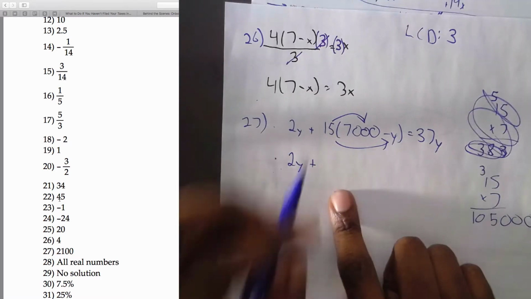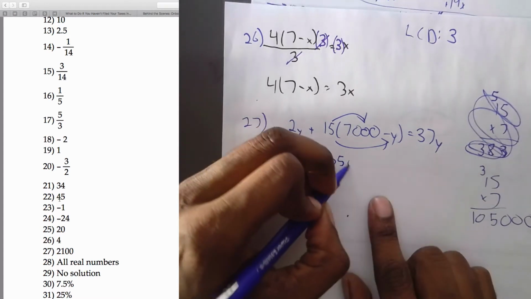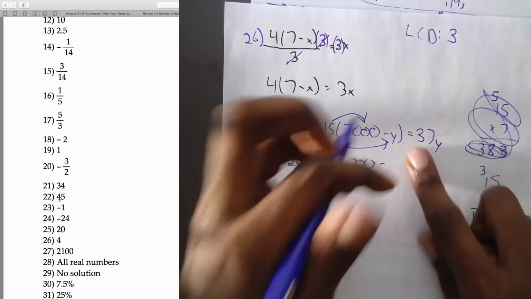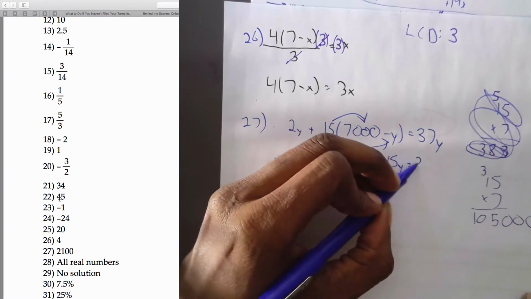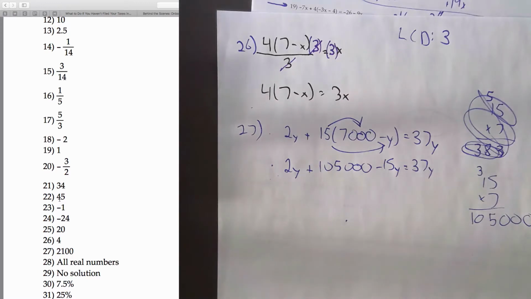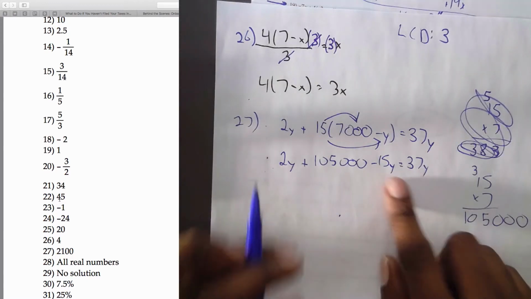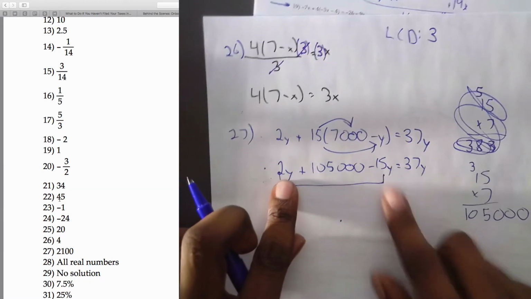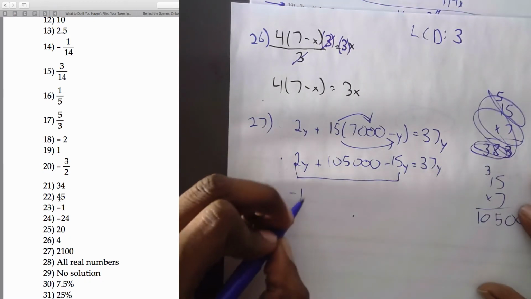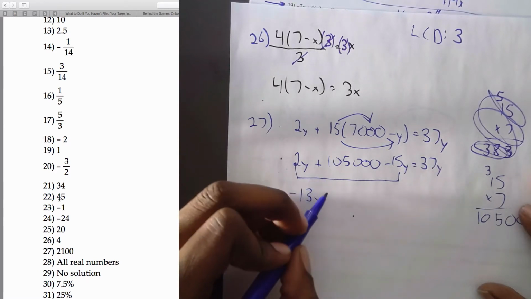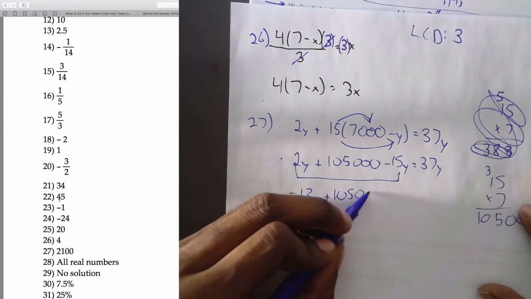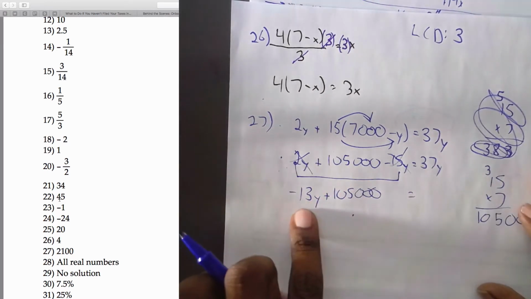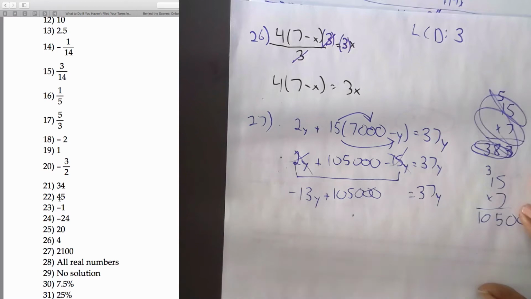Okay, so then that gives me 105,000 minus 15 times y equals 37y. I'm going to combine these two first because I always have to simplify first by subtracting because the signs are different. That's going to give me a negative 13y. And my other big number is just going to come on down. That's gone because I combined those to get that. And then 37y.